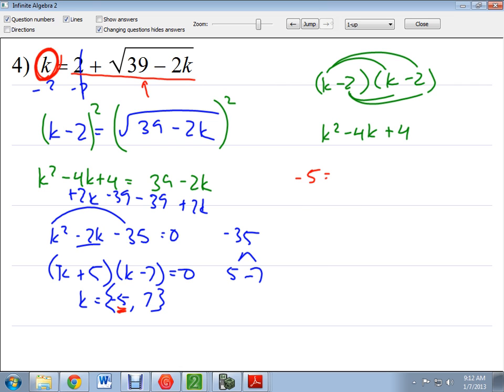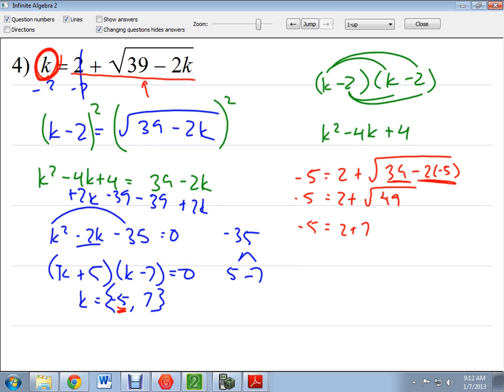Negative 5 is equal to 2 plus the square root of 39 minus 2 times negative 5. Now, 2 times negative 5 is negative 10, so it becomes positive 10 now. This says negative 5 equals 2 plus the square root of 39 plus 10, which is 49. And this is going to be negative 5 is equal to 2 plus 7. Negative 5 is definitely not equal to 9, so that number is extraneous.